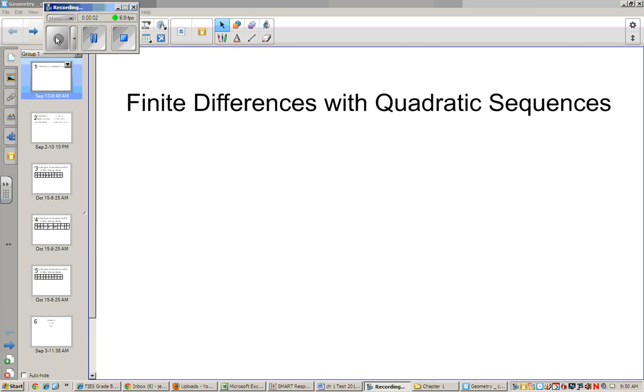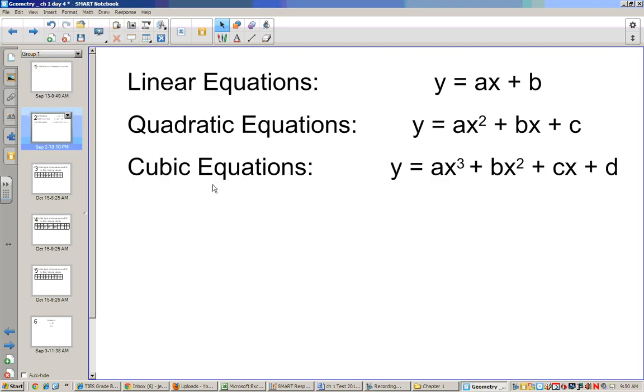Hello, today we are going to learn about finite differences with quadratic sequences. First, we want to look at three types of equations. There's linear equations, which are y equals ax plus b, quadratic equations, which are y equals ax squared plus bx plus c, and cubic equations, which are y equals ax cubed plus bx squared plus cx plus d.